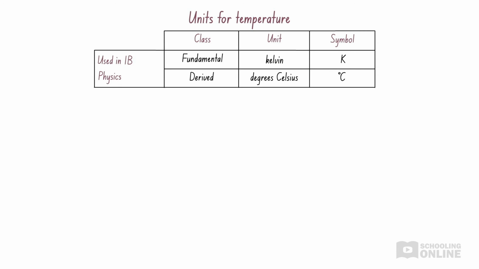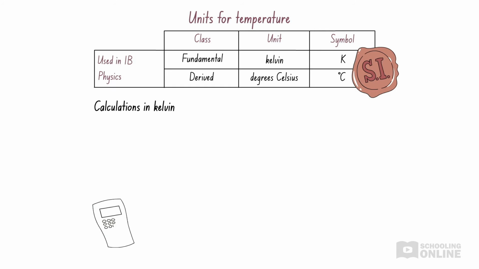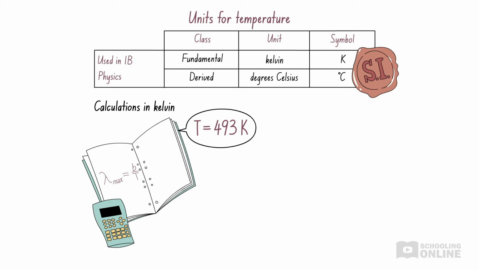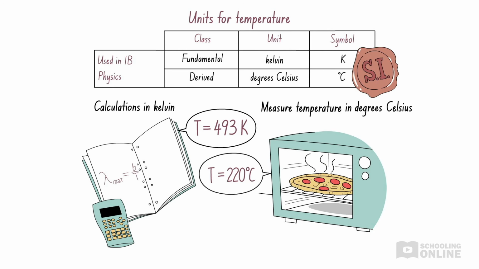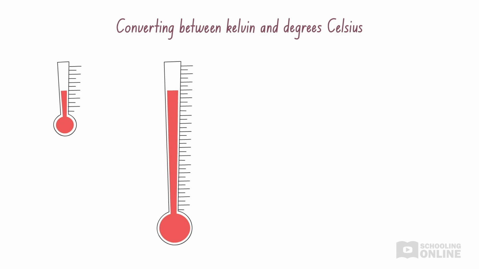Let's take a closer look at the units for temperature. We should always perform calculations in Kelvin, as many equations do not work if we use other units like degrees Celsius or Fahrenheit. This is the reason why Kelvin is a fundamental SI unit. But in other situations, like when measuring temperature and in weather forecasts, we continue to use units of degrees Celsius because it is easier to understand.